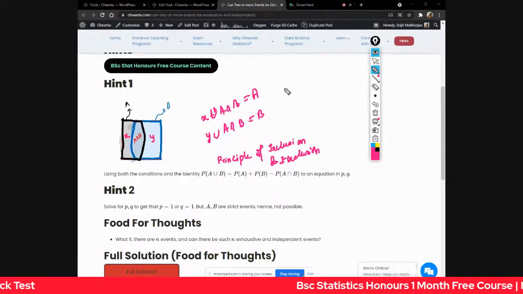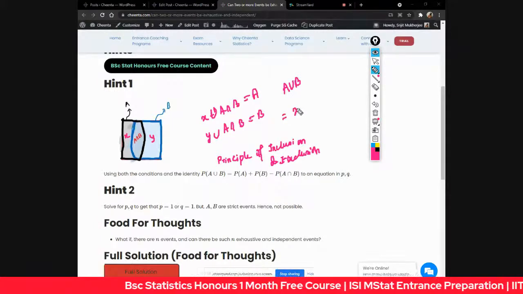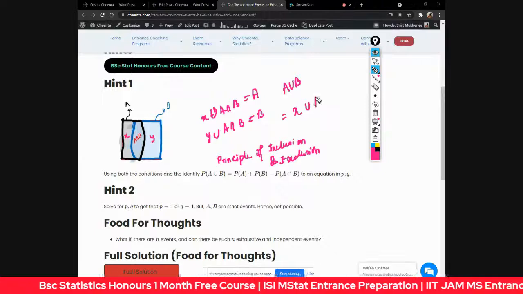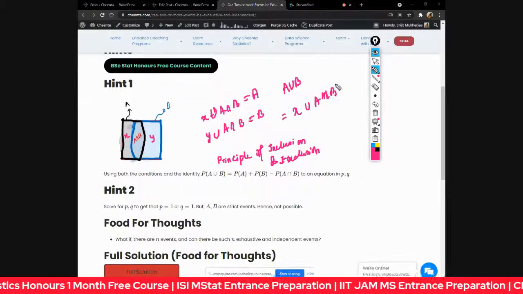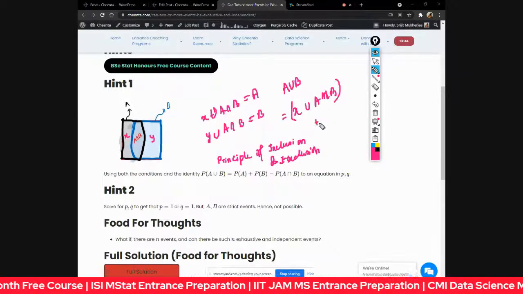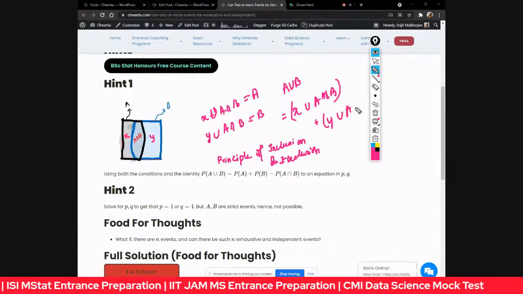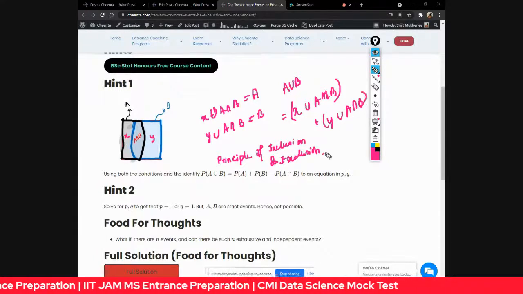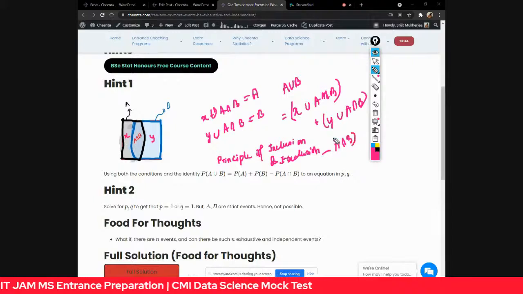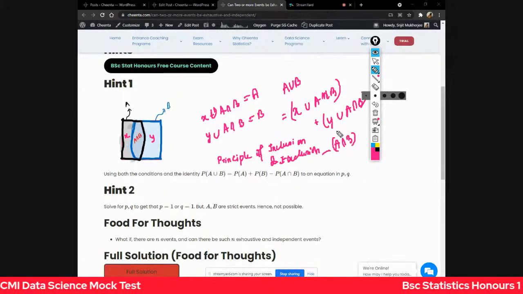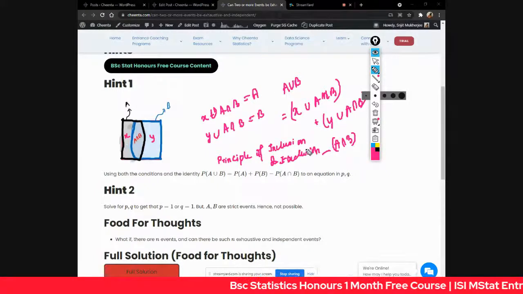So now if you do A union B, you will get X union A intersection B plus Y union A intersection B, minus this A intersection B, which is counted twice, so we subtract it. So this is A, this is B, and that's why we get this result. This is very crude notation, but I'm just giving you an idea of what is happening.